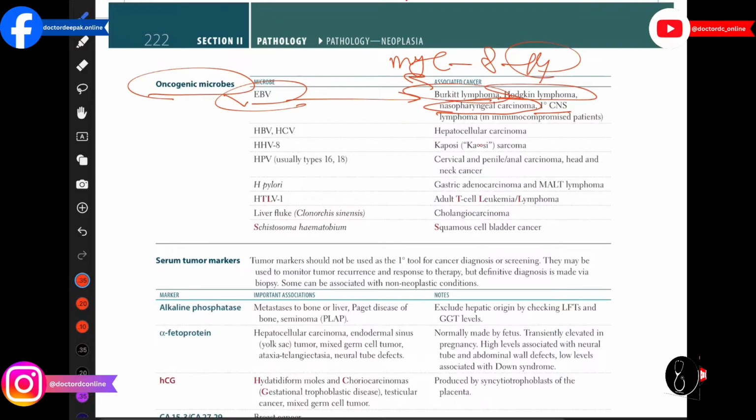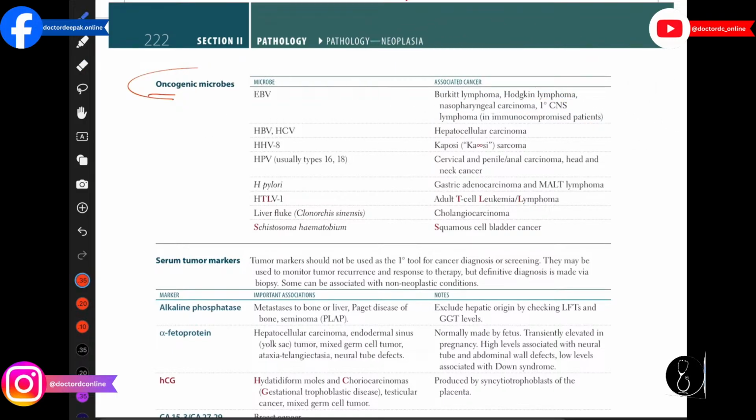Which disease will be caused by the same causative agent, like EBV is the agent? Then which other disease will be predicted in that patient? It can be nasopharyngeal carcinoma, Hodgkin lymphoma, or primary central nervous system lymphoma. Okay, it can be asked like that, giving one simple disease and asking which other disease that patient can get with the same agent.